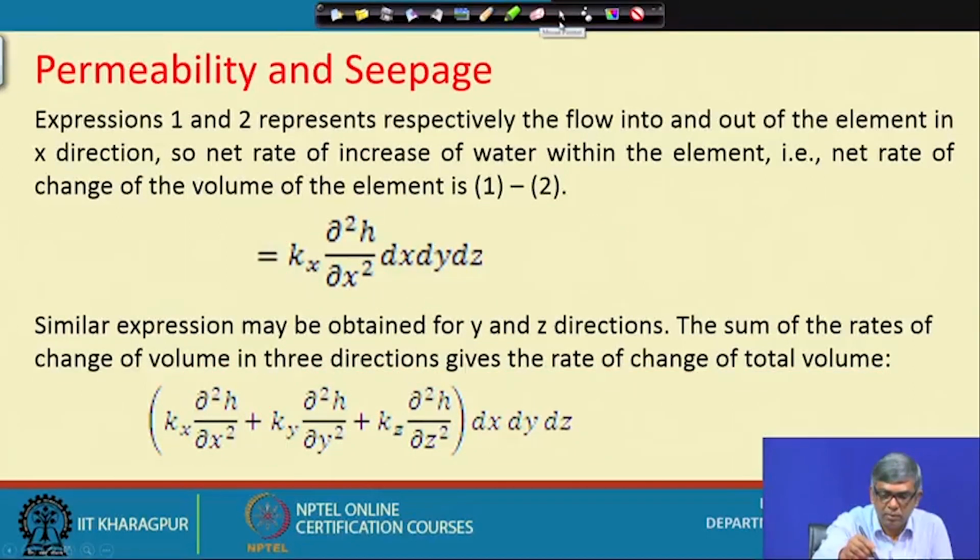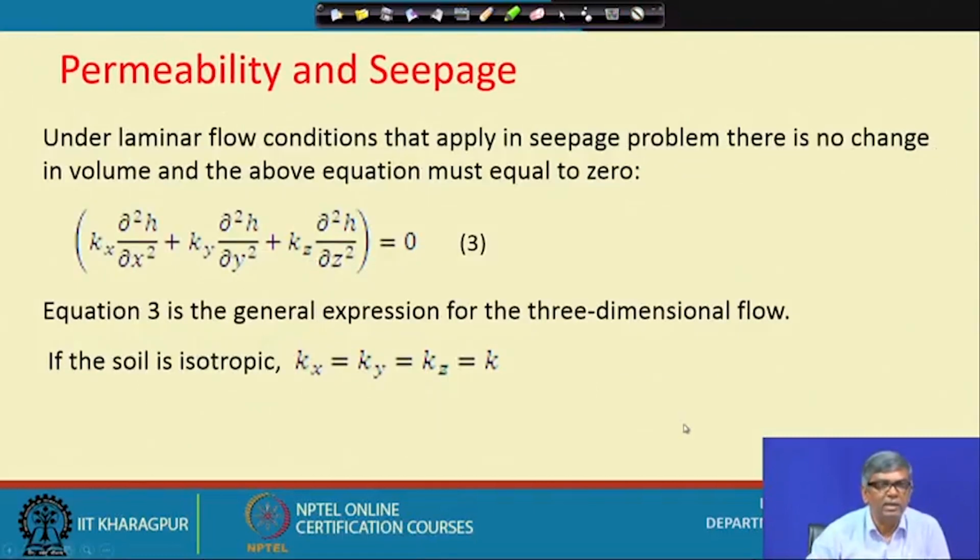Now, we know that under laminar flow conditions that apply in seepage problems, there is no change in volume, and the above equation must equal 0. Since there is no change in volume, whatever total quantity we have got can be equated to 0. If I do that, then this is the equation. Equation 3 is the general expression for the 3-dimensional flow.